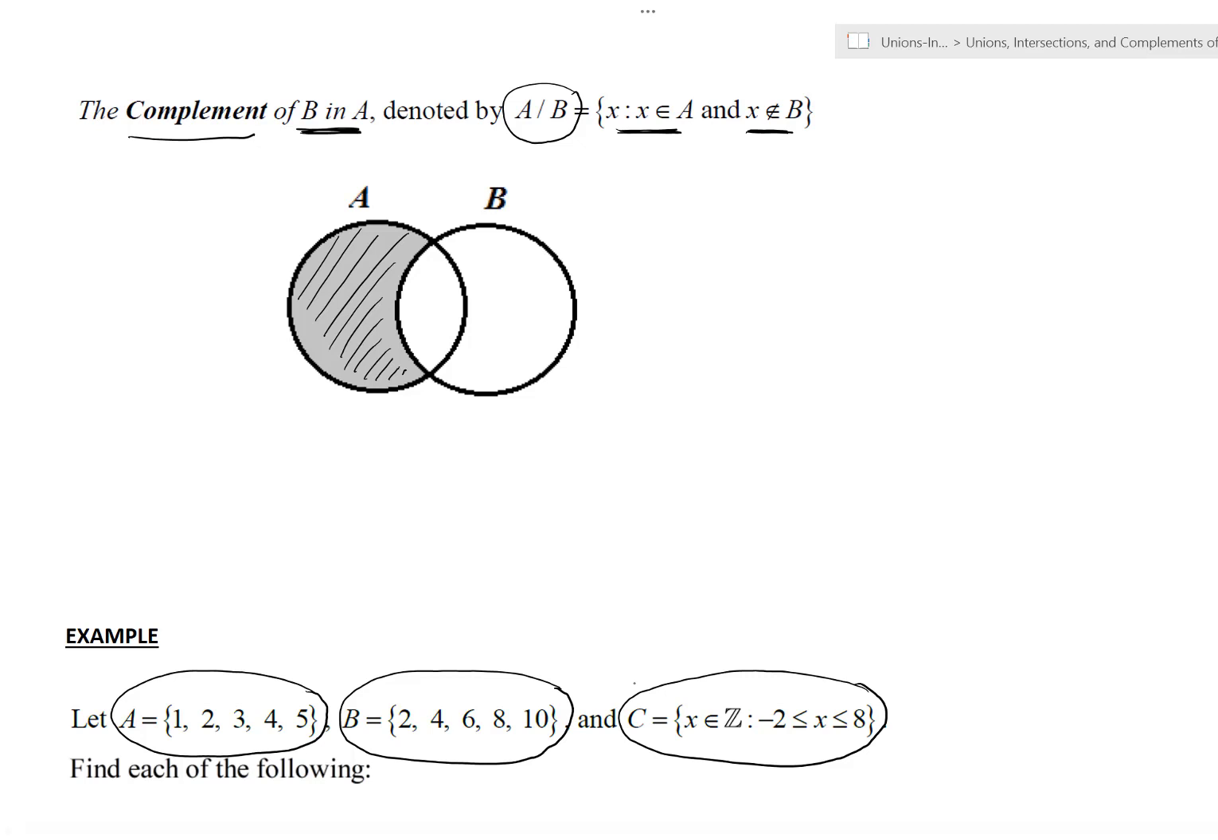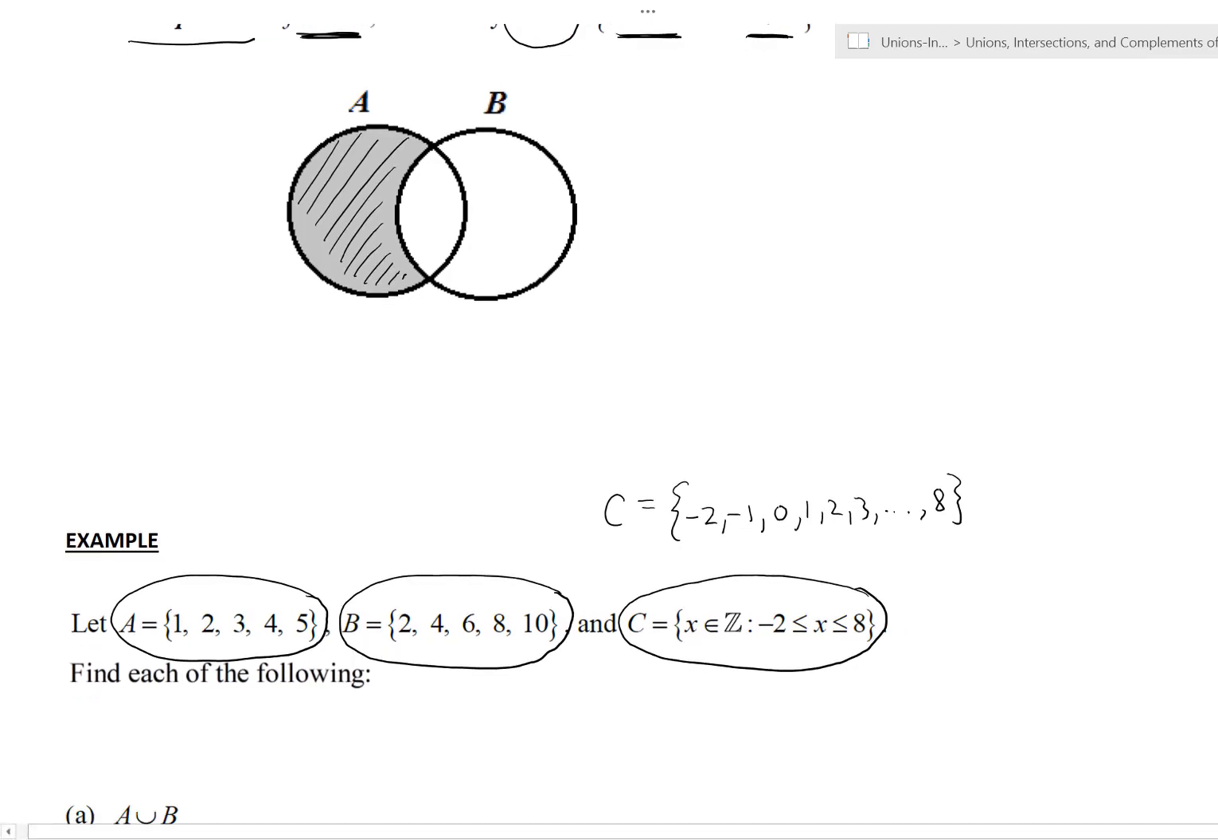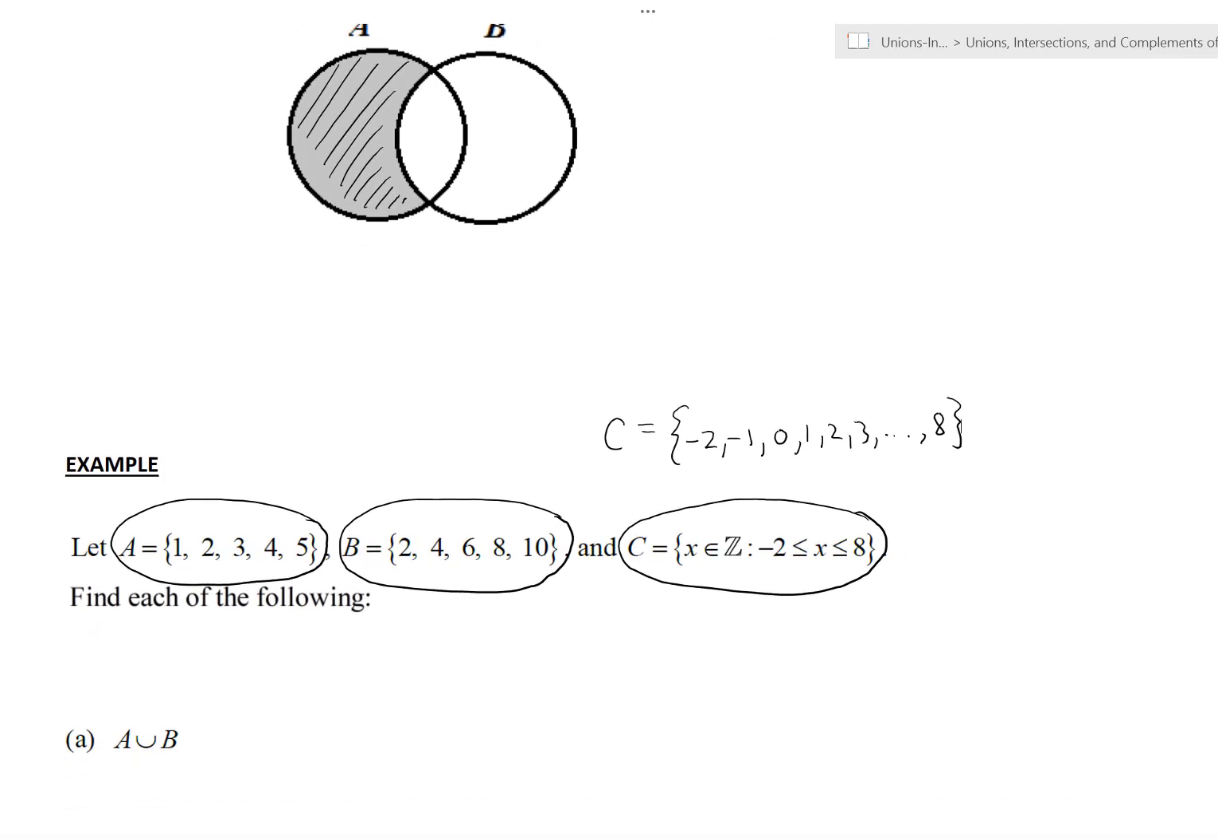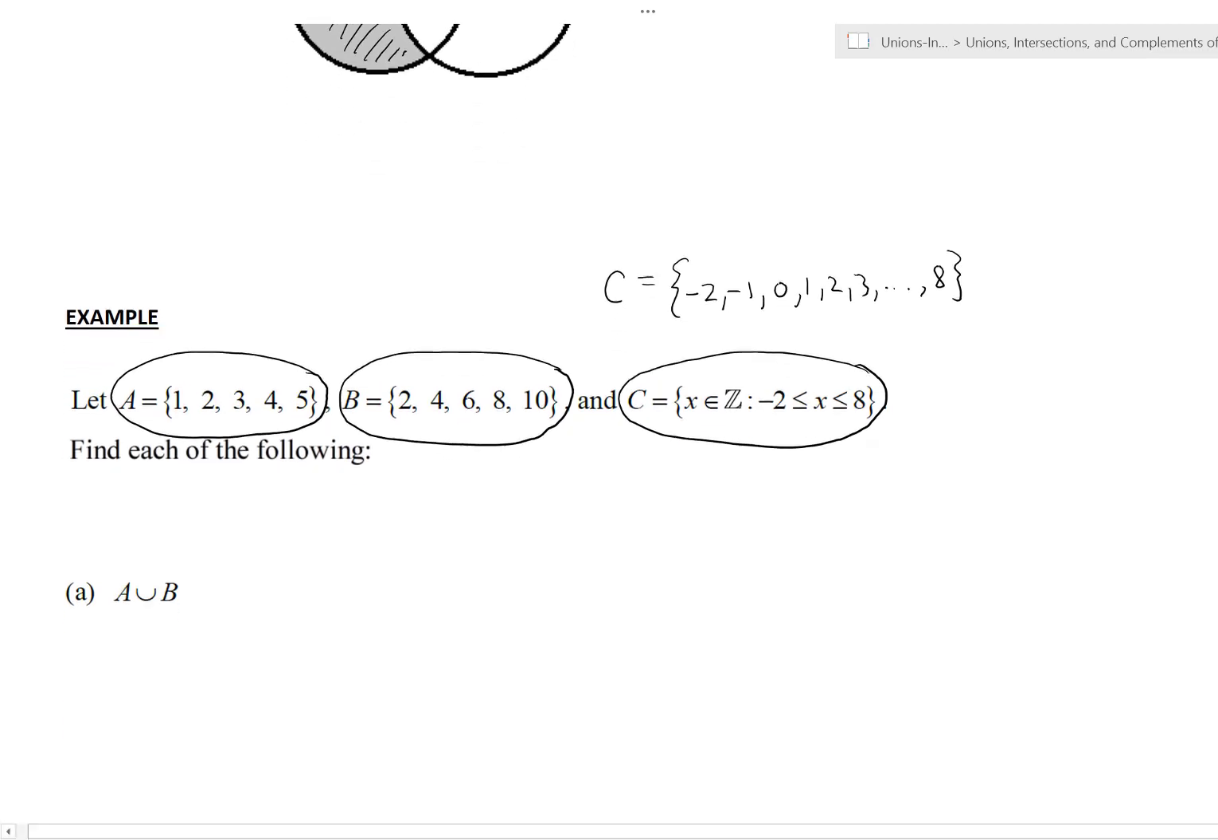So if you literally wanted to write that out in listing notation, you could. It would just be a little bit longer. It'd be all the numbers -2, -1, 0, 1, 2, 3, all the way up to 8. So we've got these three sets, A, B, and C, and we're going to find each of the following. First, we're going to look at the union of A and B. So remember what that is. Everything that's in A, or that's in B, or that's in both, without counting elements twice.